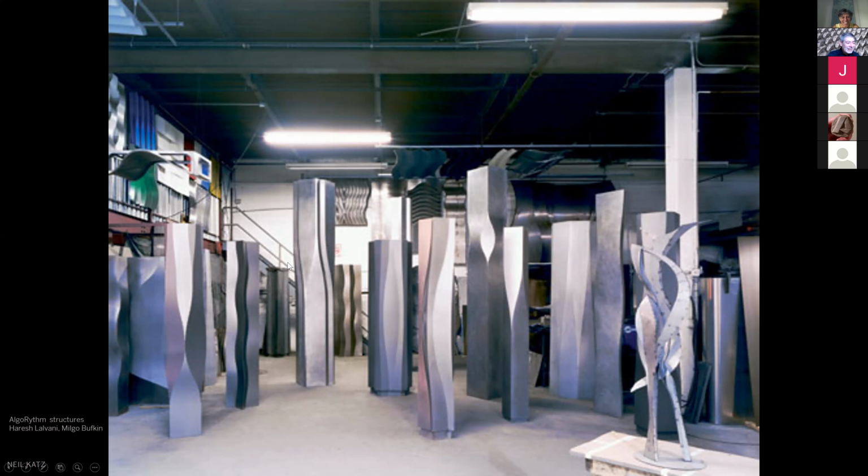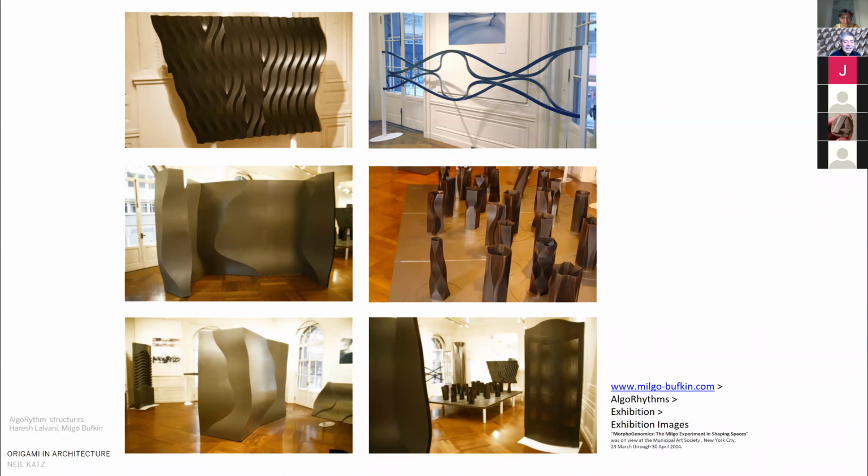And in addition to these column enclosures, right, on the back wall, you can also see some panels. Those were also developed using the same technique, the same system. And we had an exhibit in 2004 at the Municipal Art Society that highlighted these objects. The columns here are the same ones that we saw in that computer model. These are about 12 inches tall.